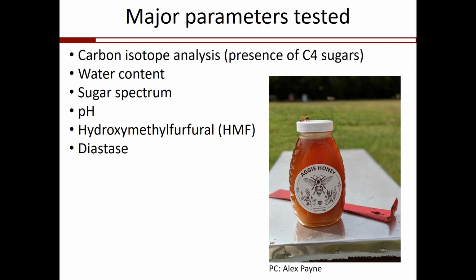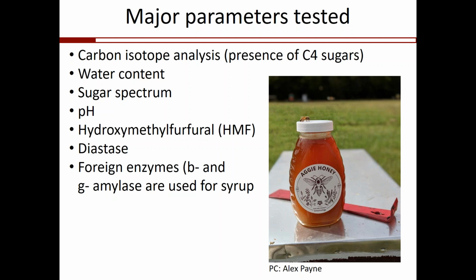These are very common indicators to see if the honey's been heated. There's a minimum amount HMF activity should be, and also diastase. Diastase is an enzyme that honeybees secrete in the honey, and if it doesn't meet a certain amount, then red flags are going to show up. They also look at foreign enzymes B and C, which are used for syrup. Naturally, honey should only contain enzyme A.